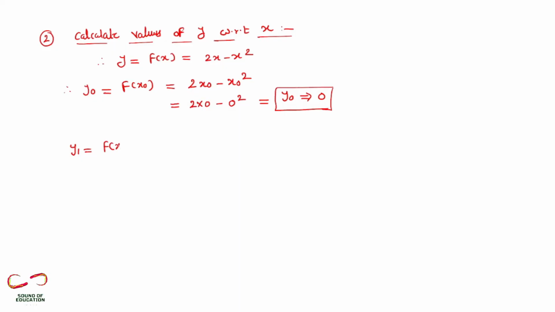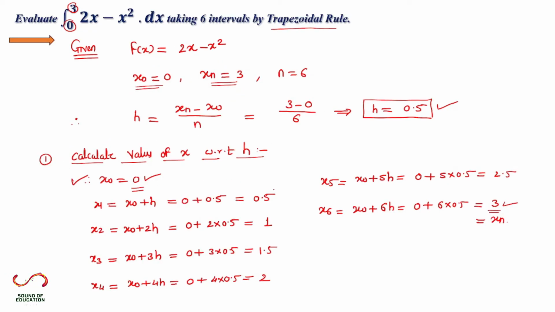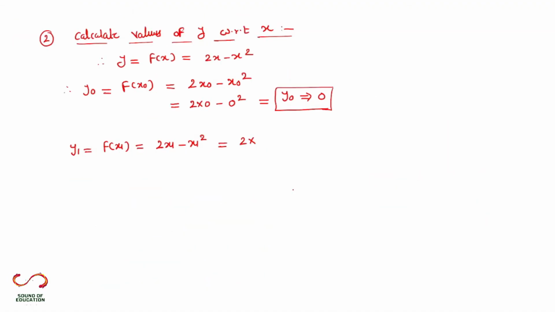सिमिलरली कैलकुलेट द वैल्यू ऑफ y1। नाउ y1 के लिए क्या करेंगे हम, f ऑफ x1, मतलब जहां पे भी x होगा इस फंक्शन में वहां पे हम x1 की वैल्यू पुट करेंगे। सो हियर 2x1 माइनस x1 स्क्वायर। सो 2 मल्टीप्लाई बाय x1 कितना था, x1 इज इक्वल टू 0.5, यू कैन सी हियर, राइट। सो 2 multiplied by 0.5 minus 0.5 square. So here calculate the value of y1. So after calculating, the value of y1 is 0.75.